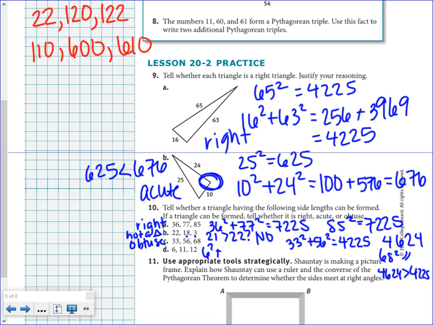6 plus 11 is greater than 12, so I do have a triangle. And so 6 squared plus 11 squared is 157, and 12 squared is 144. So my a squared plus b squared is bigger, so that means I have to have an acute triangle. So that's how you can apply what we've been doing to just a set of numbers.